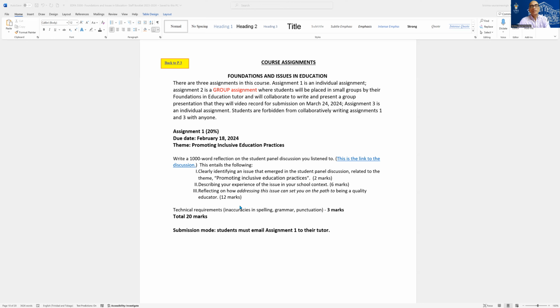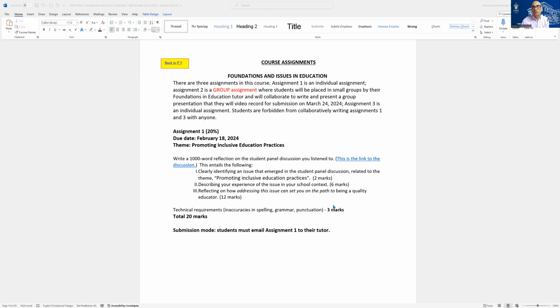So once you've written it, you send it via email to your tutor. Your tutor here is your foundations tutor. If your foundations tutor is the same person who tutors you for pedagogy and practicum, then fine. However, remember, we had said earlier, your foundations tutor may be somebody completely different. You might be an English student, and I might be your practicum tutor, but for foundations, you might be in the math or science lecturer's tutorial group. So send the assignment to your foundations tutor, okay?